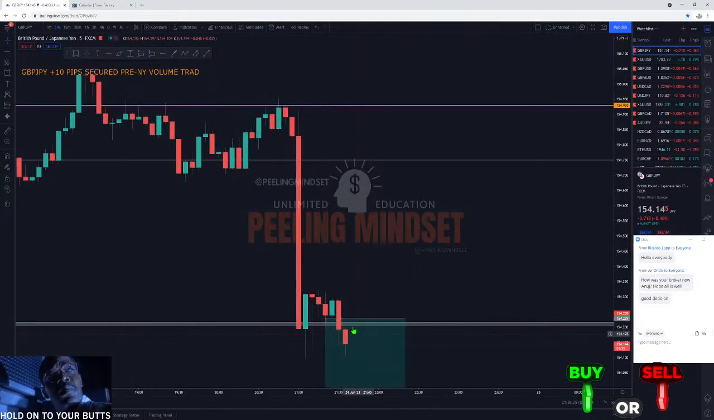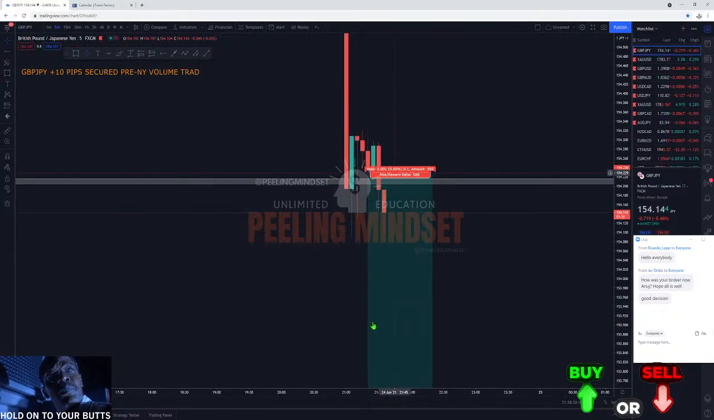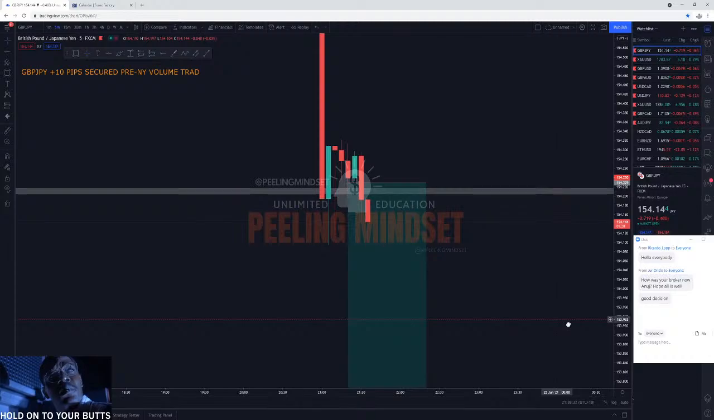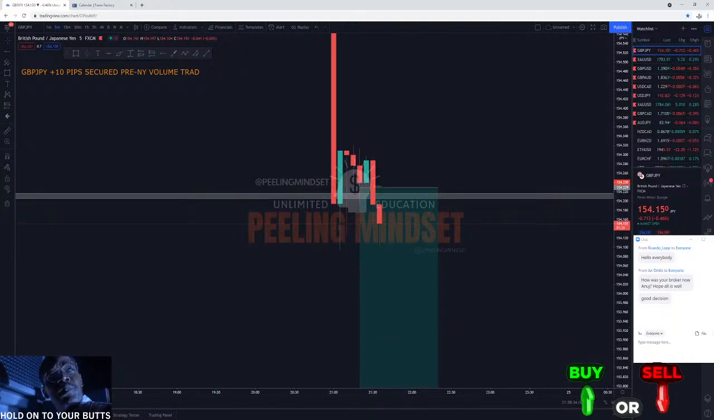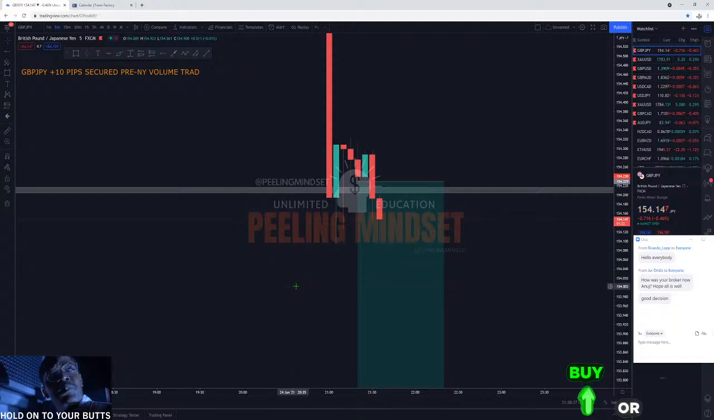My runner is still running. Let's see if this trade is going to melt down, if it's actually going to push down even more. Let's see what's going to happen. Beautiful trade, man. Beautiful trade.